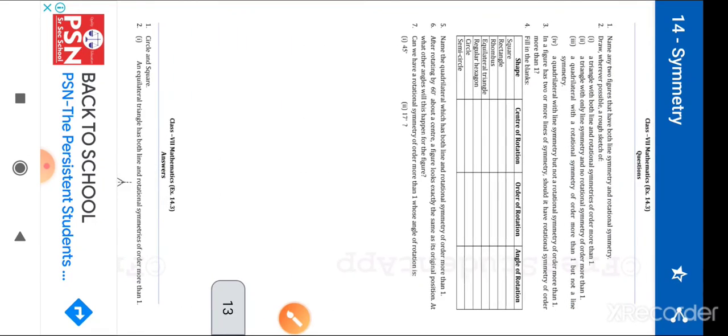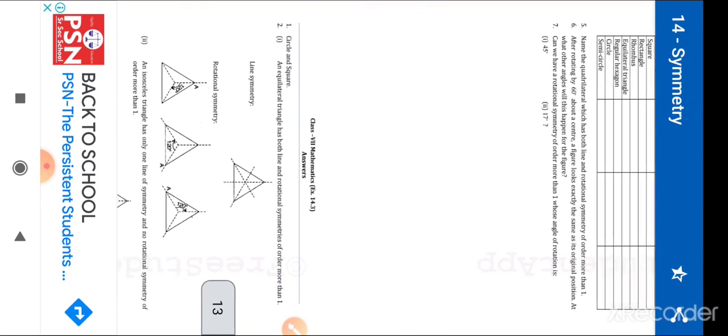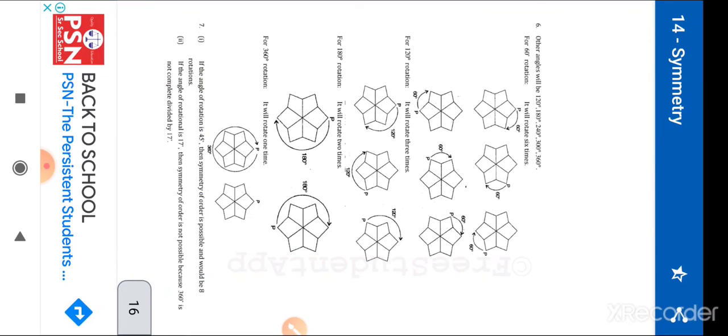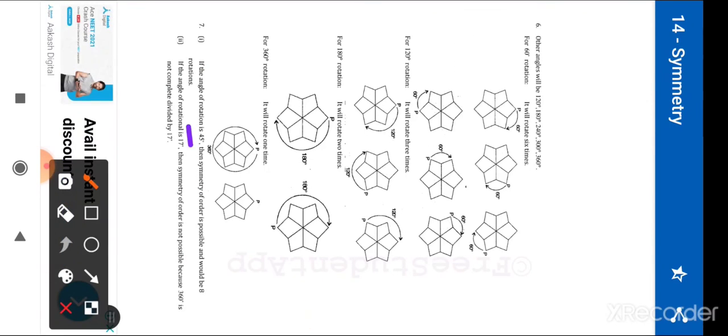Our last question is, can we have a rotational symmetry of order more than 1 whose angle of rotation is 45 degrees and 17 degrees? So if the angle of rotation is 45 degrees, the symmetry of that order is possible and it would be 8 rotations. And if the angle of rotation is 70 degrees, then the symmetry of that order is not possible.